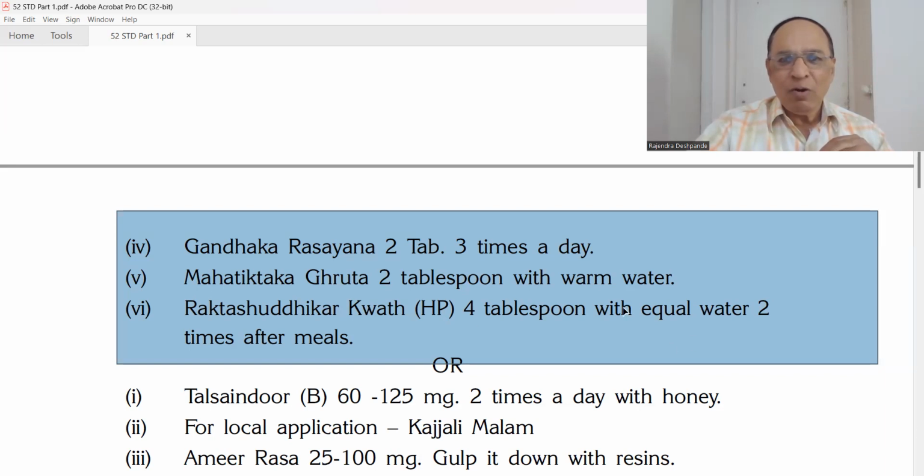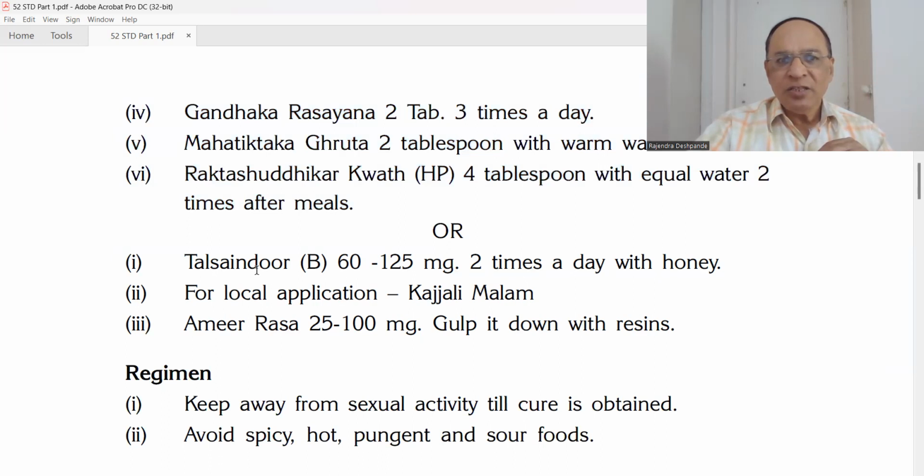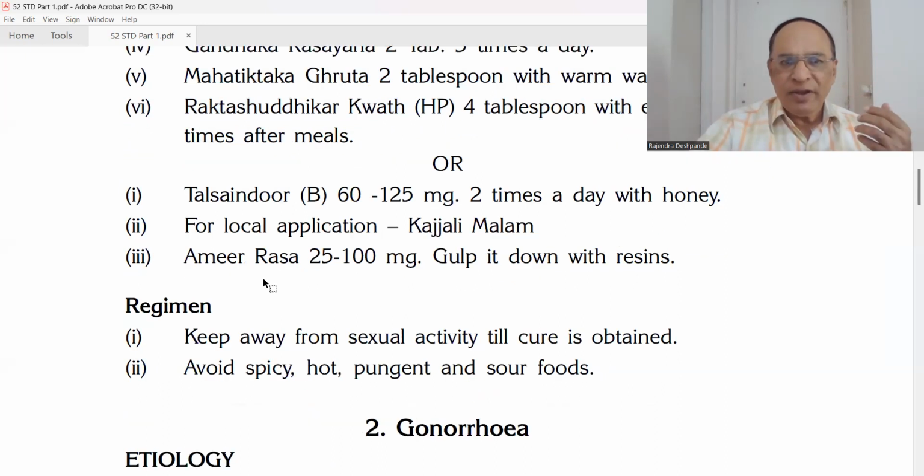4 teaspoons with equal amount of water 2 times a day. My dear friends, another prescription, Tala Sindur, Vaidyanath Company, 60 to 125 milligram 2 times in a day with honey you can take. For local application on the ulcer, there is a Kajjali Malam. It is not readily available. One has to get prepared from the Vaidya.